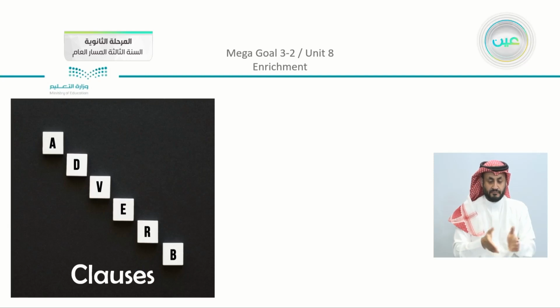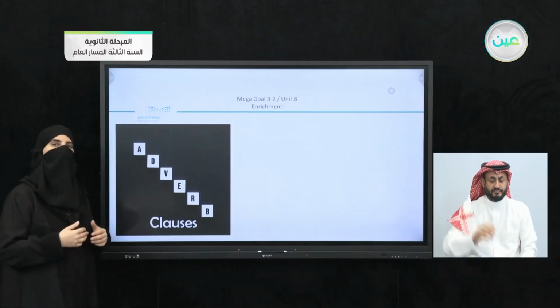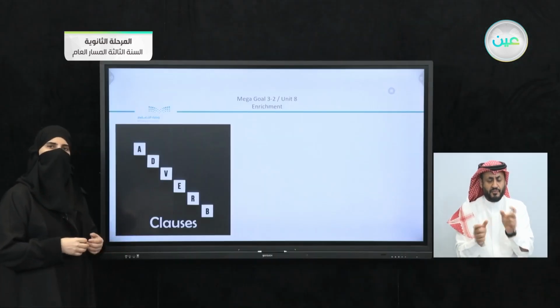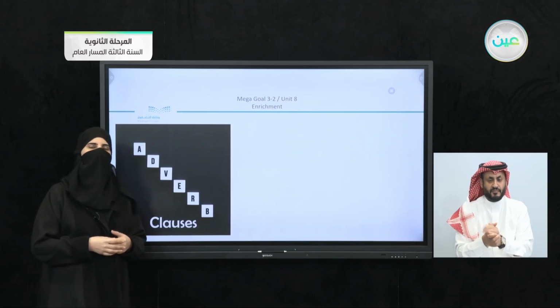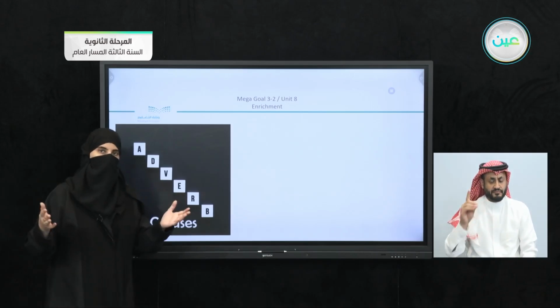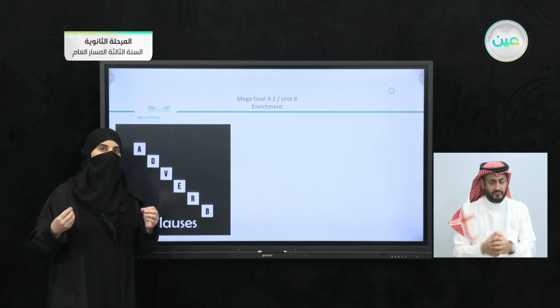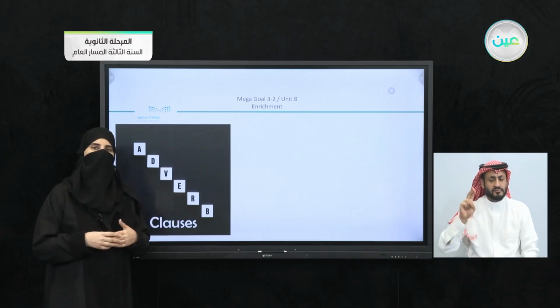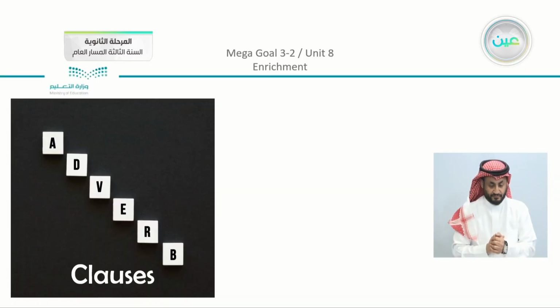Now, another part that we studied also in our grammar lesson was about adverb clauses. Now, just recall, what did we say about adverb clauses here? You can recall the idea of the clause here, and we use the adverb. What did we do to it? Now, I'm going to give you just a hint here.